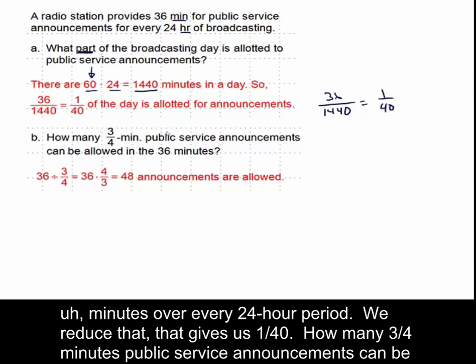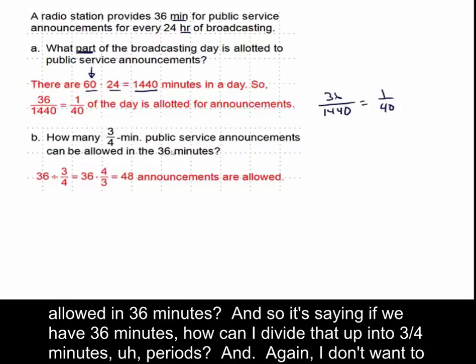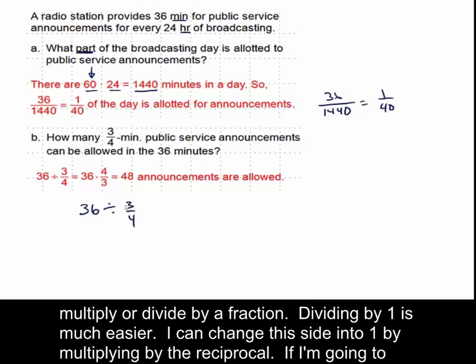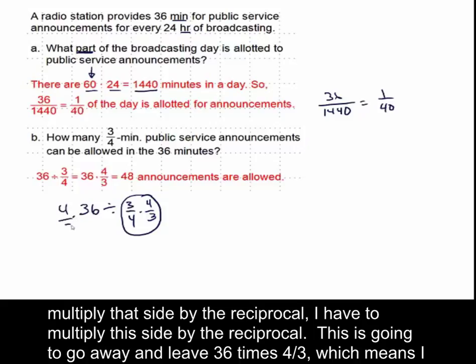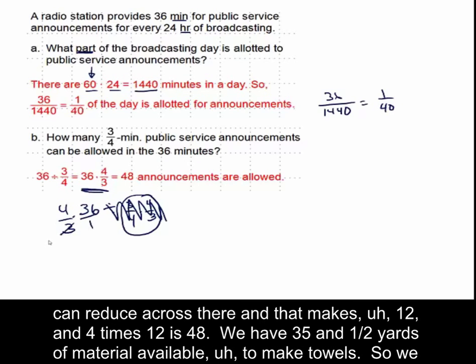How many 3/4-minute public service announcements can be allowed in 36 minutes? It's saying, if we have 36 minutes, how can I divide that up into 3/4-minute periods? And again, I don't want to multiply or divide by a fraction. Dividing by 1 is much easier. I can change this side into 1 by multiplying by the reciprocal. If I'm going to multiply that side by the reciprocal, I have to multiply this side by the reciprocal. This is going to go away and leave 36 times 4/3, which means I can reduce across there, and that makes 12, and 4 times 12 is 48.